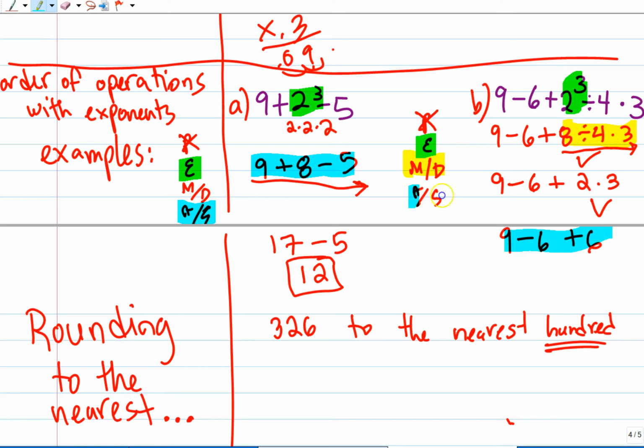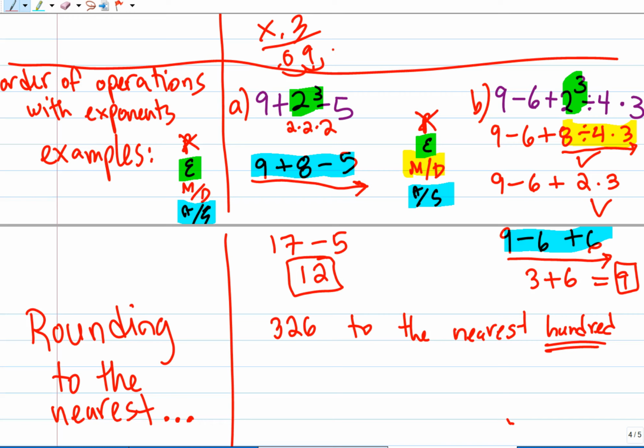What do I do first? Well, from left to right, subtracting comes first. Do not make that 9 minus 12. That's utter nonsense. What we do is we do 9 minus 6 is 3, and then 3 plus 6 gives us a final answer of 9. So be careful with that.